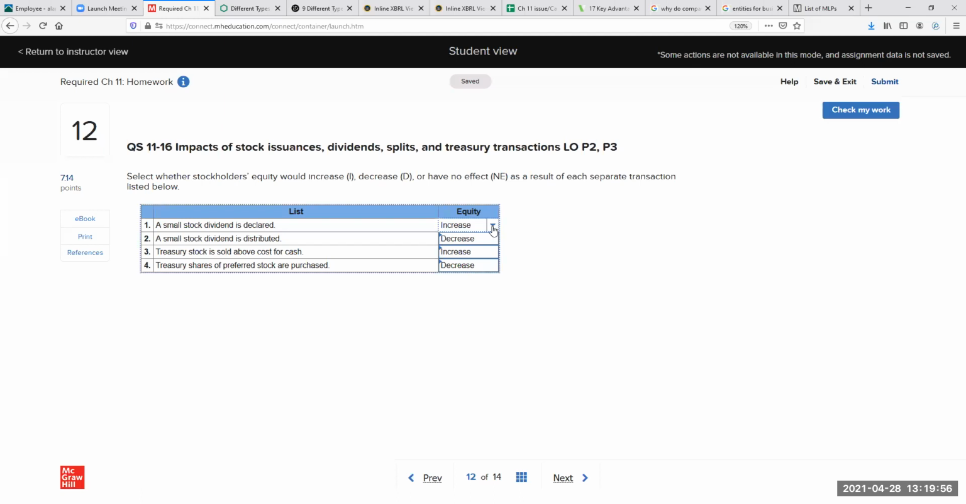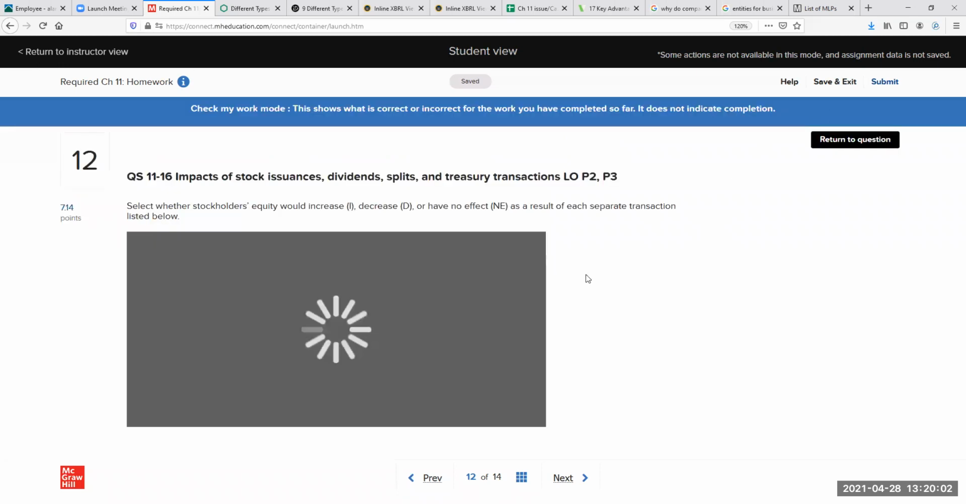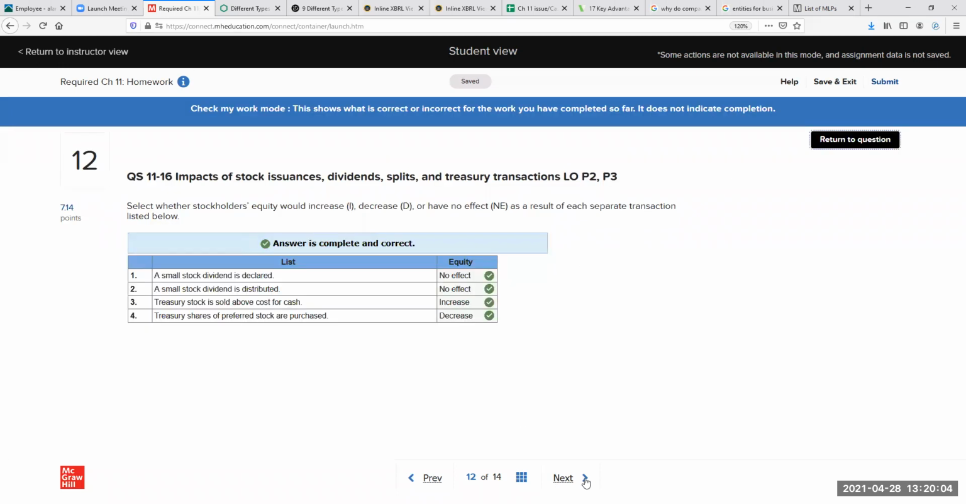So, is it really no effect? Boy, I'm not understanding the journal entry then. Interesting. State whether the equity would have effect or no effect. I guess it's reducing retained earnings and it's increasing on the other side.